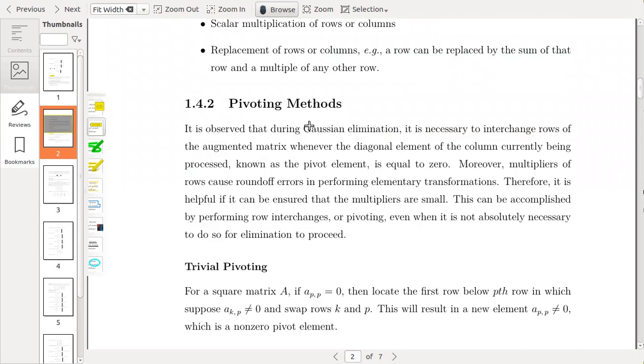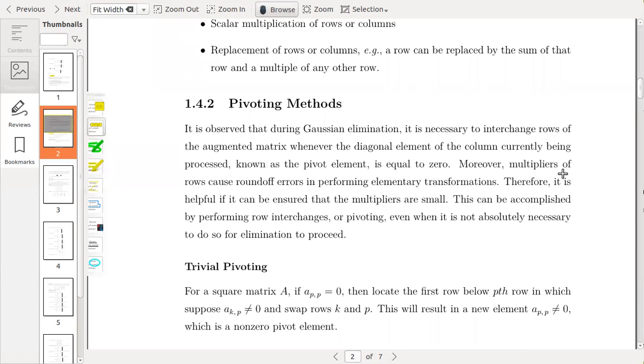Next are the pivoting methods. It is observed that during Gaussian elimination, it is necessary to interchange rows of the augmented matrix whenever the diagonal element of the column currently being processed, known as the pivot element, is equal to 0. So we need to perform pivoting when the first diagonal element is 0. If the first diagonal element is non-zero, then we don't need to interchange or swap the rows.